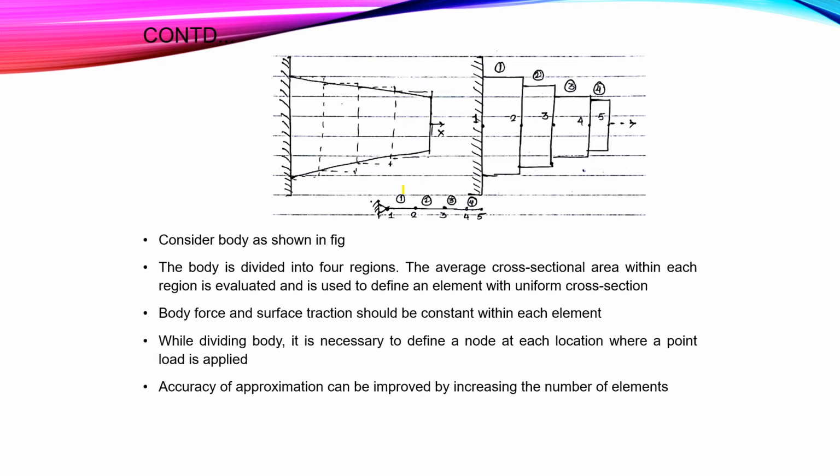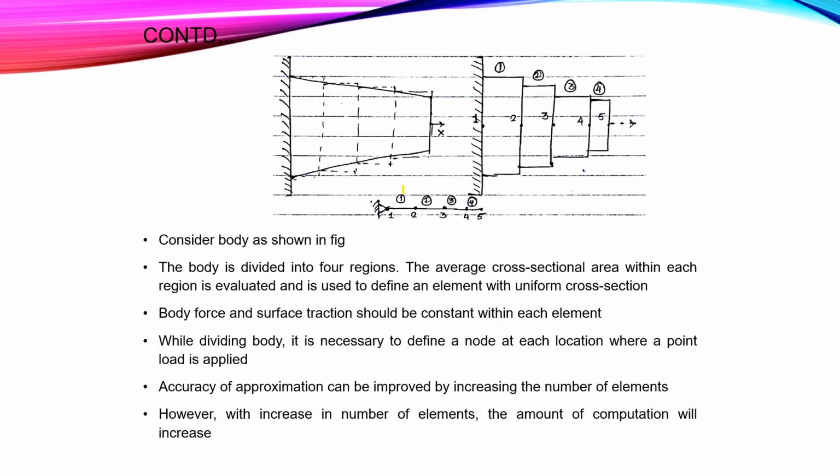When the joining of elements is there, then a node is generated. This is the first node, second node, third node, fourth node and fifth node, while elements are denoted by a number in a circle. This is the first element, second element, third element and fourth element. However, with an increase in the number of elements, the amount of computation will also increase.